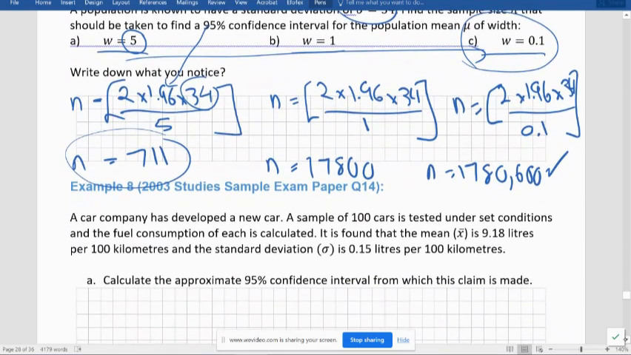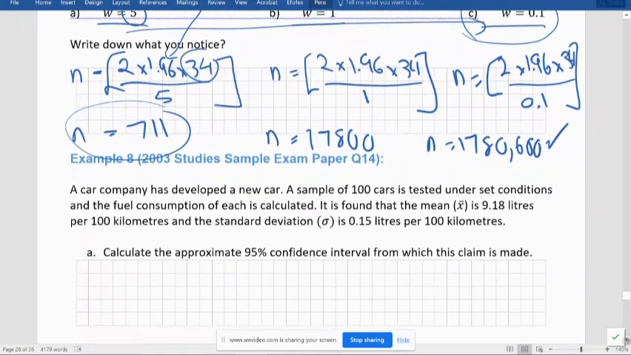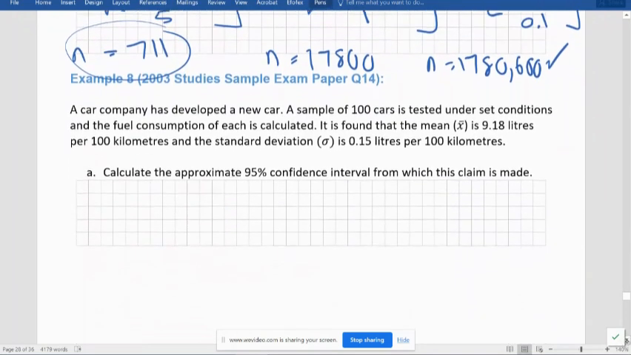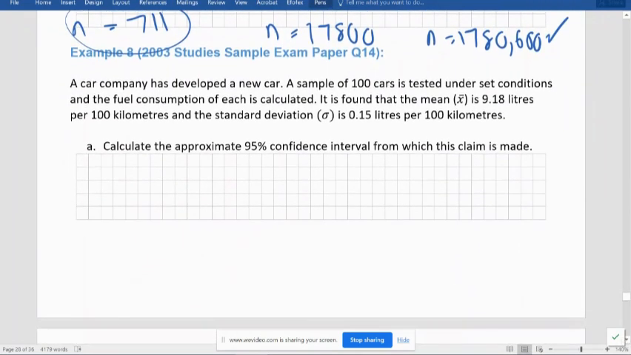All right, so we've got an old exam paper question here, from a long time ago. Confidence intervals haven't changed that much since then, to be honest. So we've got a car company. They've developed a new car. There's our sample, n. We tested the car's fuel consumption. They found that the sample mean, there it is, 9.8 litres per 100 kilometres, and the standard deviation is that. We're going to assume that's the population one. Let's calculate the 95% confidence interval.